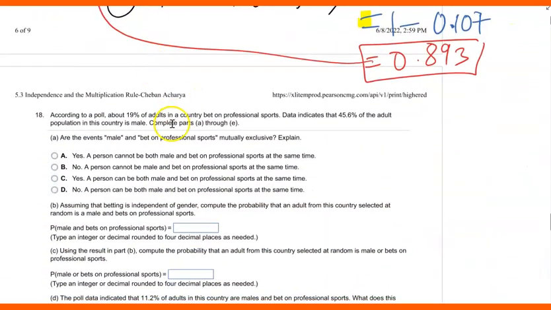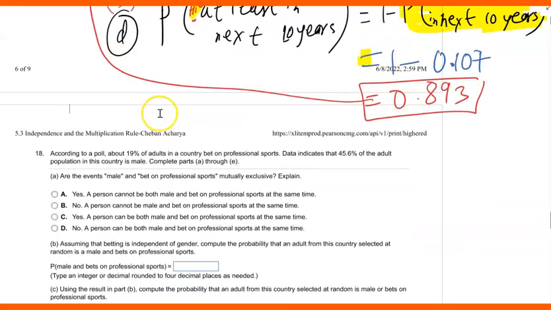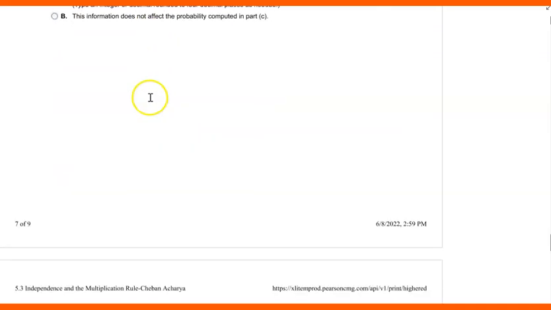Okay, 18 is the last question of this homework, and this is similar to the previous question. I'm not going to do that. I hope you're going to finish it yourself.